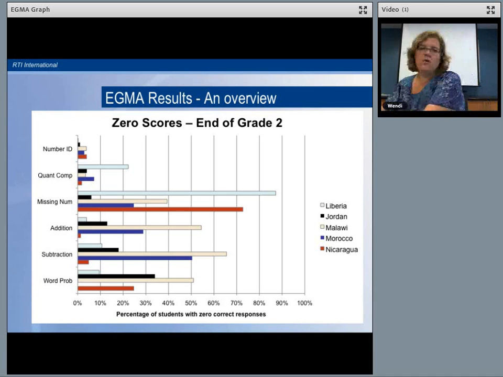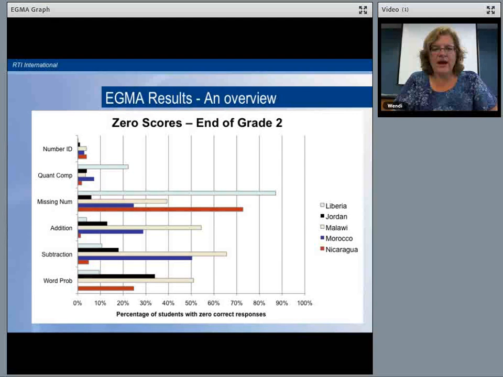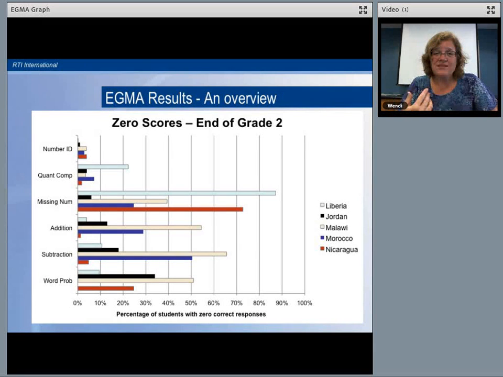And so number ID and quantity comparison, at first glance you might say, oh, well, not that many zero scores. But remember, these are double numbers. Can the student identify the next? So if that is your bar, then I guess you're doing okay. But I would hope the bar would be higher.